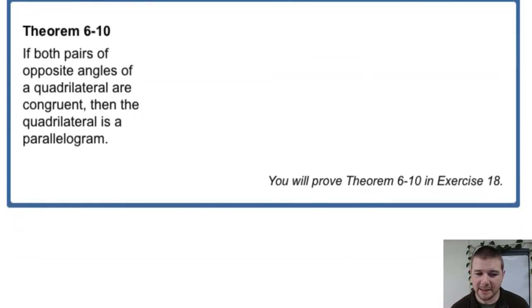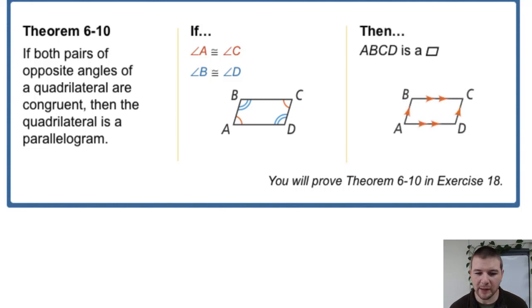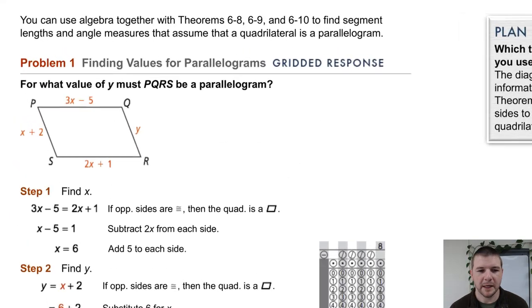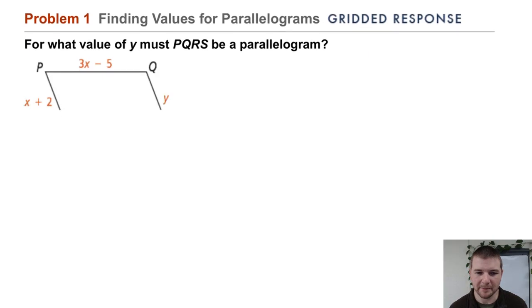Theorem 6.10 states, if both pairs of opposite angles of a quadrilateral are congruent, then the quadrilateral is a parallelogram. So if angle A is congruent to angle C, and angle B is congruent to angle D, then quadrilateral ABCD is a parallelogram. You can use algebra together with Theorems 6.8, 6.9, and 6.10 to find segment lengths and angle measures that assume that a quadrilateral is a parallelogram.